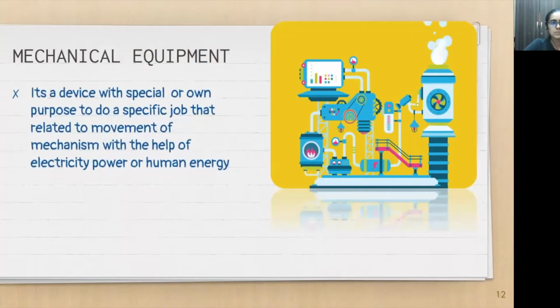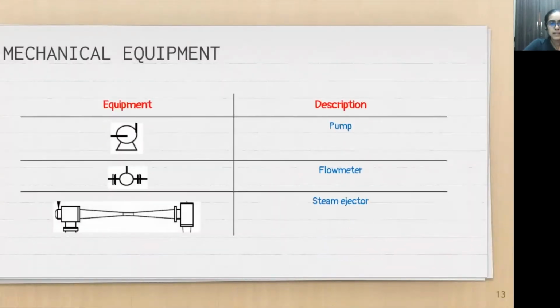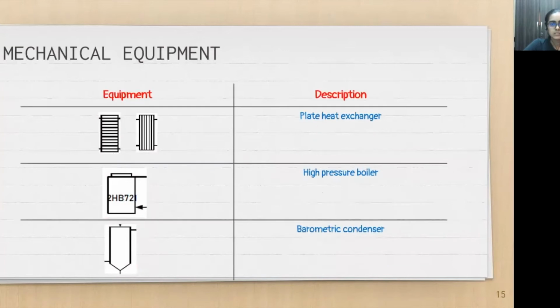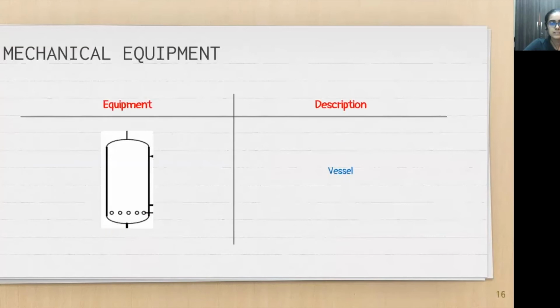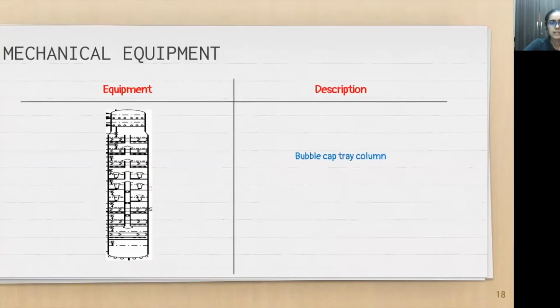Mechanical equipment is a device with a special or its own purpose to do a specific job related to movement of mechanism with the help of electrical power or human energy. Our mechanical equipment in this P&ID are pump, flow meter, steam ejector, bag filter, cartridge filter, mixing tank, plate heat exchanger, high pressure boiler, barometric condenser, vessel, scrubber, and a bubble cap tray column.